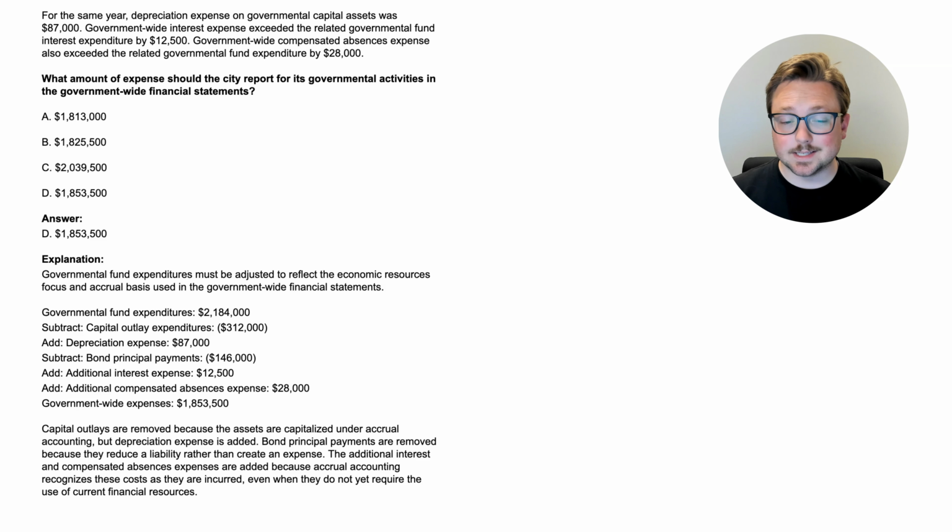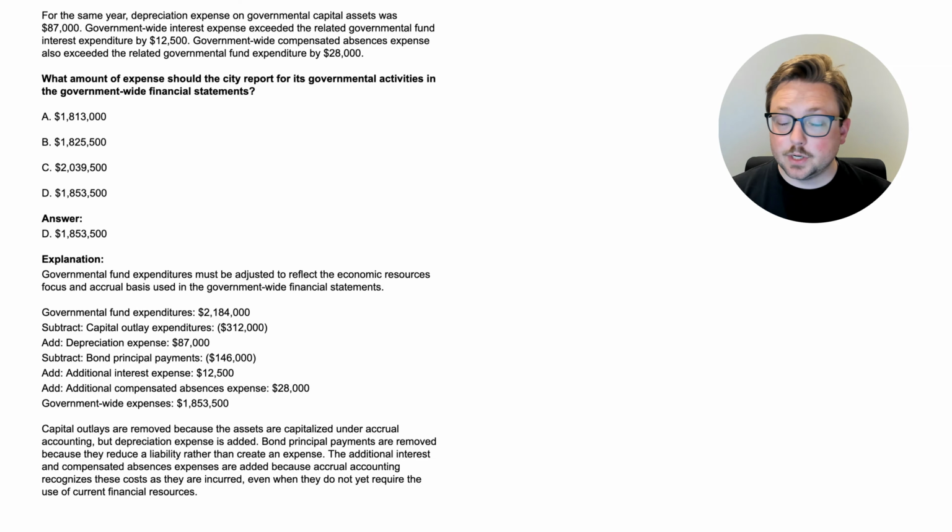Okay, here we are. The answer is D, $1,853,500. Governmental fund expenditures must be adjusted to reflect the economic resources focus, which again, under the accrual method, it's economic resources. Under the modified accrual method, it's the current financial resources. So again, the expenditures have to be adjusted to reflect that economic resources focus and accrual basis used in the government-wide financial statements. So we take the governmental fund expenditures, $2,184,000. We subtract the capital outlay expenditures for $312,000.